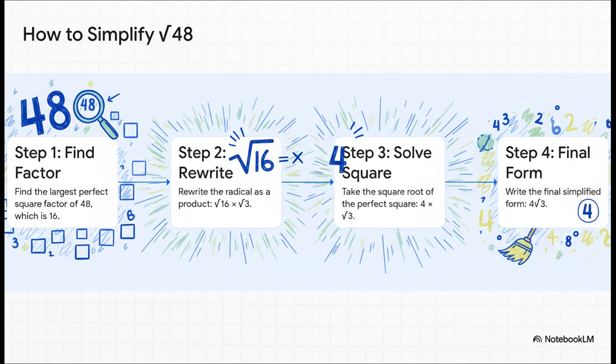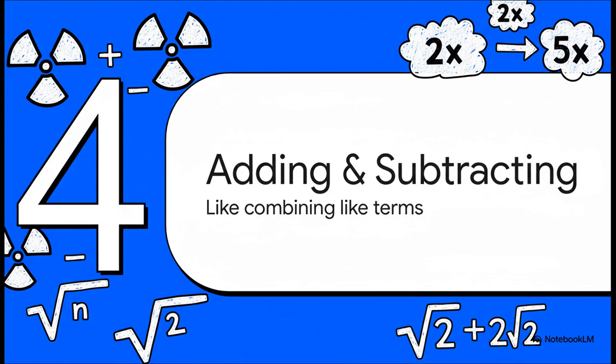We get the square root of 16 times the square root of 3. We know the square root of 16 is just 4, so our final simplified answer is 4 times the square root of 3. See? We've cleaned it right up. Okay, so where do we go from here?